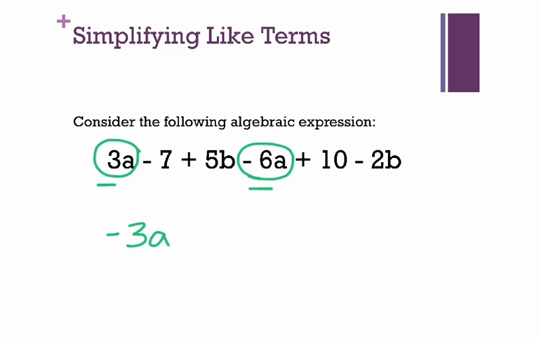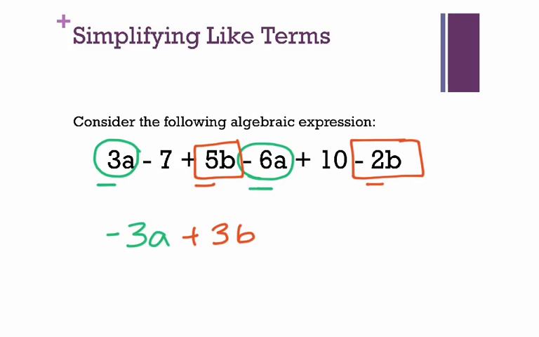Now, usually mathematicians go in alphabetical order when simplifying expressions, and they leave the constant for the end. So I'm going to skip to the b's. I have 5b and negative 2b. What is 5b plus negative 2b? Adding the coefficients, 5 plus negative 2 is 3, and it's b.